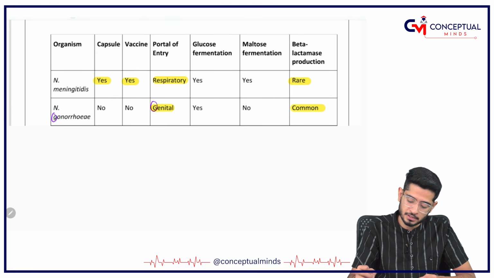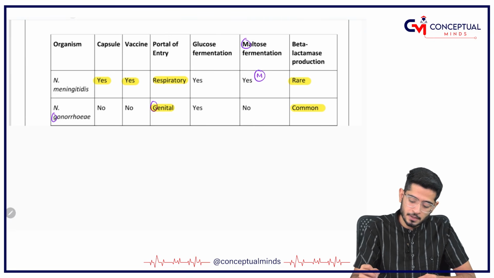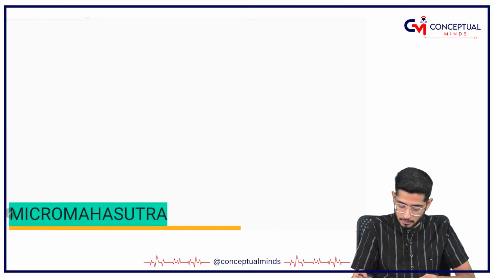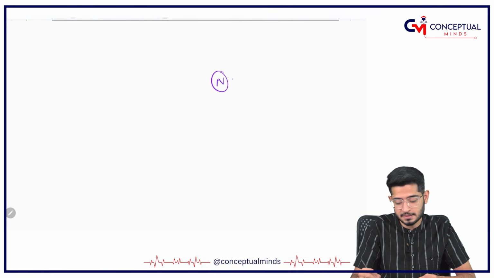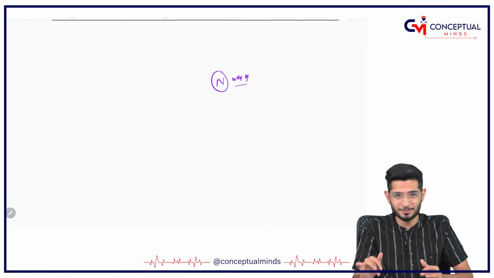This thing we have not discussed. Remember meningococcus can ferment maltose, whereas gonococcus does not, but both of them are glucose fermenters. This is important to be remembered. So yes, this was all about Neisseria. I hope that this is important. I don't hope, I know it is important.